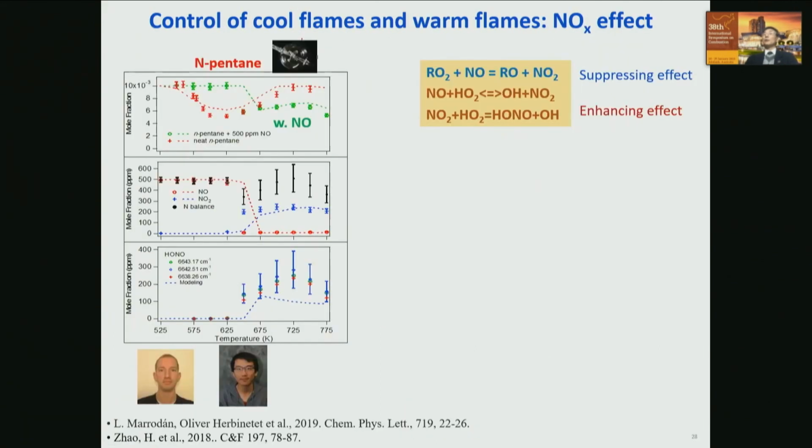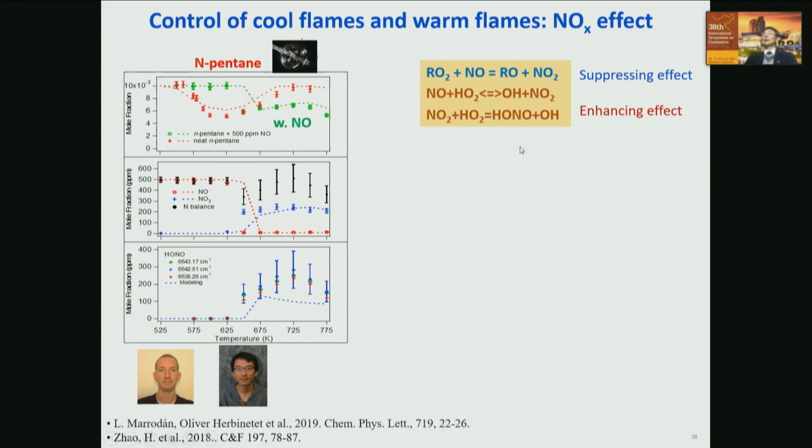And how do we control cool flames, for example? Here, an experiment in collaboration between Nancy and Princeton with Oliver and Hal shows that with ozone addition, the cool flame can be dramatically delayed, but the NTC and intermediate temperature chemistry is accelerated. Because at low temperature, the RO2 radicals react with NO and form RO that suppresses the chain branching reaction. At the intermediate temperature, NO and NO2 will convert HO2 to OH by forming NO2 and HONO.